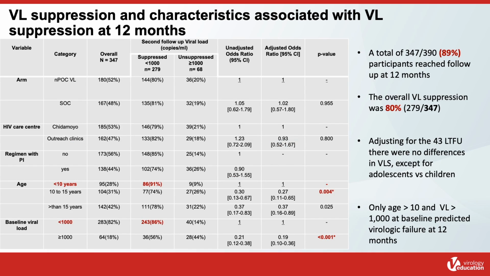Viral suppression and characteristics associated with viral suppression at 12 months. A total of 347 out of the 390 participants that were enrolled at baseline reached follow-up at 12 months. The overall viral suppression was 80%. When we adjusted for the 43 lost to follow-up, there was no difference in viral suppression except for adolescents versus children. Only age greater than 10 years and viral load greater than 1,000 copies at baseline predicted virologic failure at 12 months.